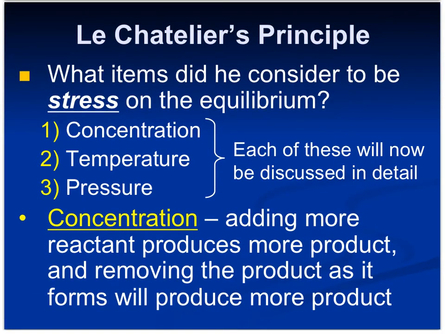So here are the 3 things that can stress a system. We can have concentration, temperature, or pressure. So concentration: adding more reactant produces more product, and removing the product as it forms will produce more product.